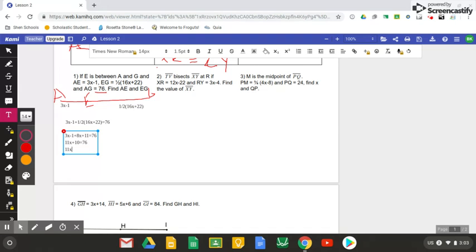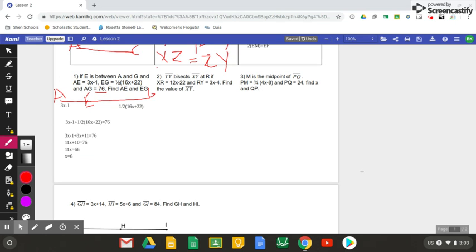I get 11x equals 66. x equals 6. And what do I want though? I want to find the length of AE and EG. So what am I going to do? Well, I'm going to take this 6 and substitute it in for this one, and I'm going to substitute it in for here. So 3 times 6, 18, minus 1. I got 17 for AE.